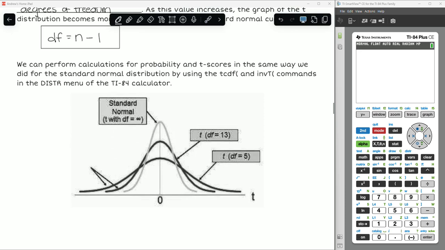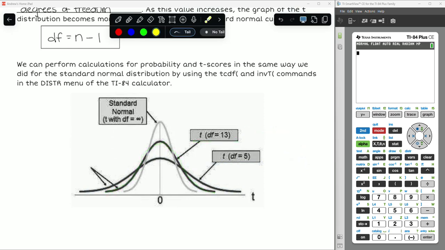And you can see here in this picture, we have this lowest graph, which is really wide and kind of flat, corresponds with a very small sample size. Degrees of freedom of 5 would be n equals 6. That's a very small sample. The next graph up, the middle one here, that's a little less dark, is taller and a little less flat, a little skinnier. That comes from a degrees of freedom of 13, which would be a sample size of 14.